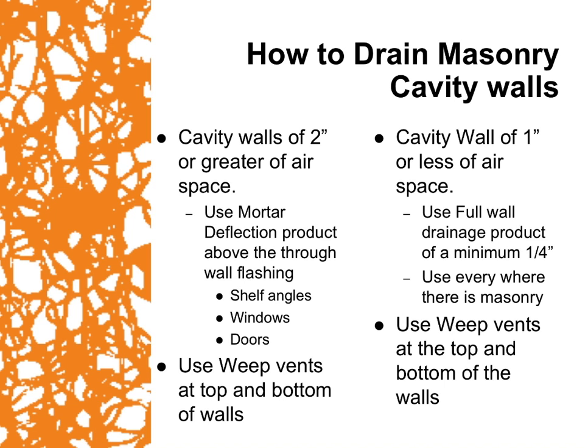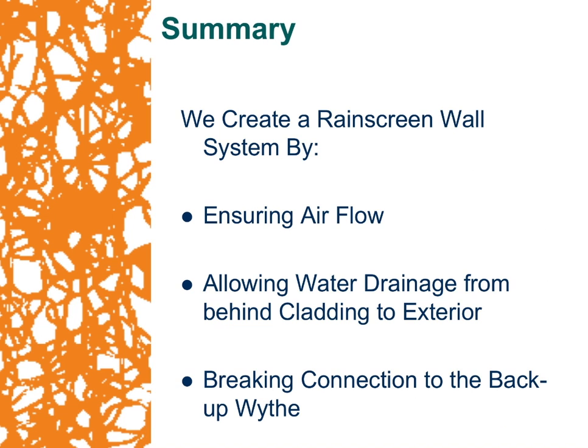For cavity walls of 1 inch or less of airspace, it's recommended to use a full wall drainage product of a minimum of 1/4 of an inch. Use it everywhere there is masonry, as well as use weep vents at the top and bottom of the walls for the best ventilation possible. In summary, we create a Rainscreen wall system by ensuring airflow, allowing water drainage from behind the cladding to the exterior, and creating an airspace behind the facade.